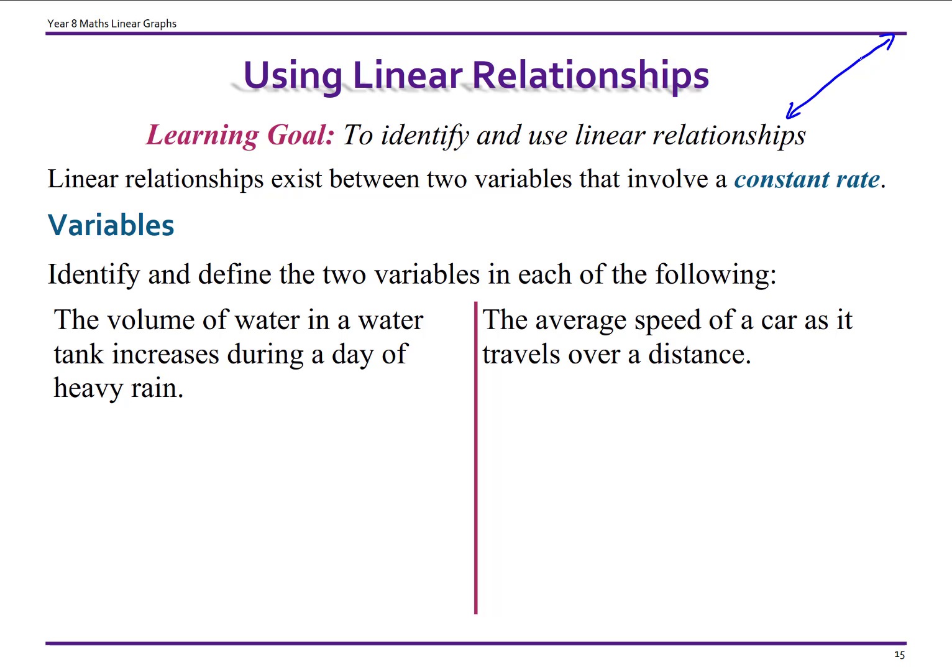Now, that's represented by a straight line graph. And we know from the last video that we have our rise over run, which is our gradient. So when we have a straight line graph, that rise over run is always the same. So we have a constant rate.